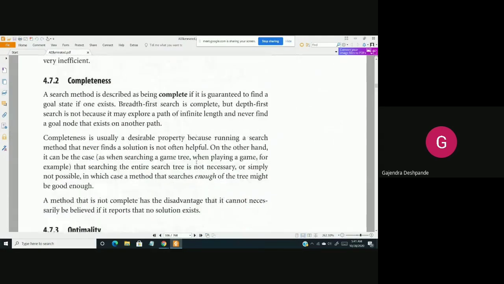The next is completeness. A search method is described as complete if it is guaranteed to find a goal state if one exists.